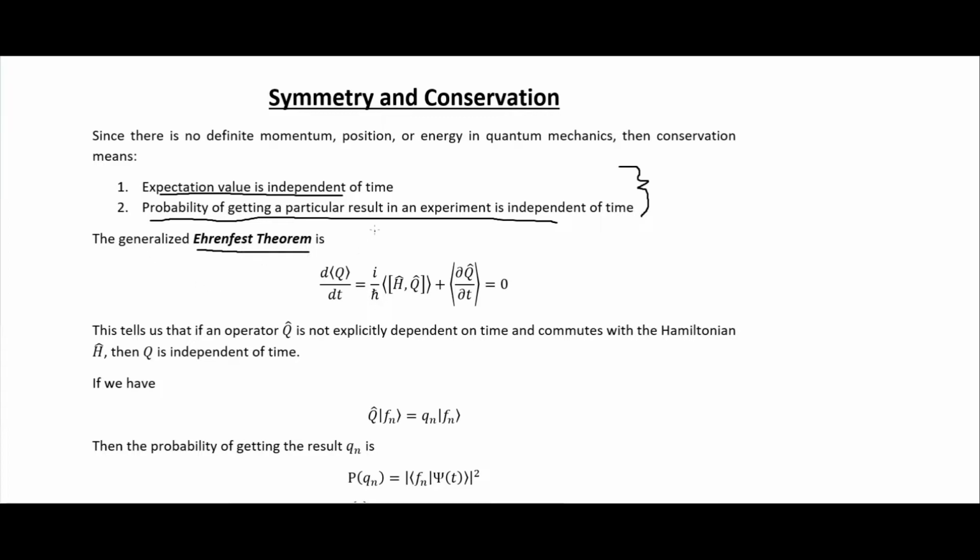This is the generalized version, where I just have a general observable in this derivative here. This part is essentially saying that if it commutes with the Hamiltonian, then this will go to zero. And this is saying that if it doesn't have an explicit dependence on time, then that will go to zero. So if it commutes with the Hamiltonian and doesn't have an explicit dependence on time, then it goes to zero. That is what we will be looking for here.